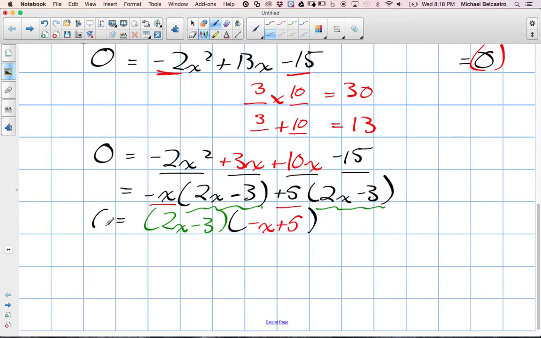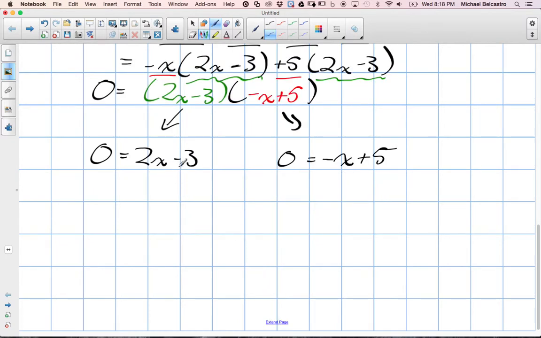Now all of this is equal to 0. So in order to figure out what our x values need to be, we're going to split our equation here. We're going to say 0 is equal to 2x minus 3, and 0 is equal to negative x plus 5. So we're going to solve for two values here. When we bring negative 3 over, it becomes positive 3, so we get 3 is equal to 2x. And how do we isolate x here? Divide by 2. Yeah, so we get x is 3 over 2, or known as 1.5.